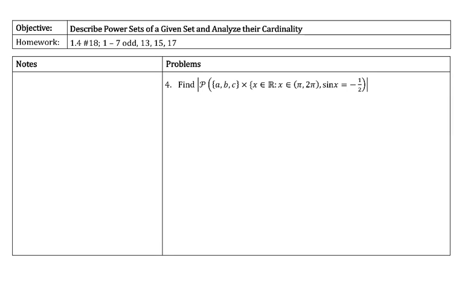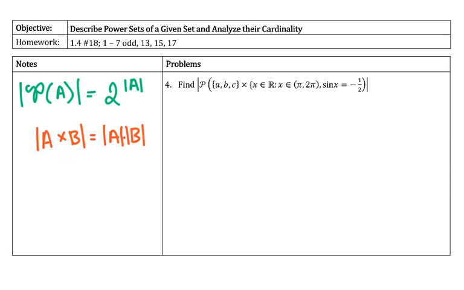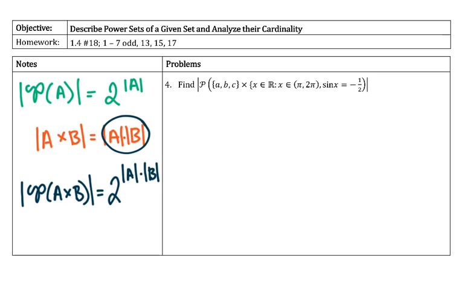Similarly, we can look at power sets of products from last week. So if we're going to extend our formula that the cardinality of the power set is equal to 2 to the cardinality of that set, and if we remember from previous lessons that the cardinality of a product is equal to the product of the cardinalities, therefore the cardinality of the power set of the product is equal to 2 to the cardinality of A times the cardinality of B, because this is the cardinality of the set.